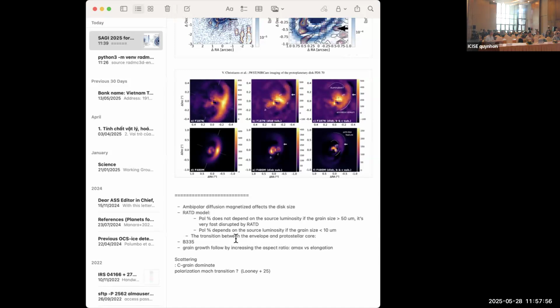Thank you. The second point is about the transition between the envelope and the protostellar core in the polarization quotient pattern, which I found very interesting. I heard this morning that Siwei and Ngọc have a project related to B335. I think it's very promising to test the two mechanisms.